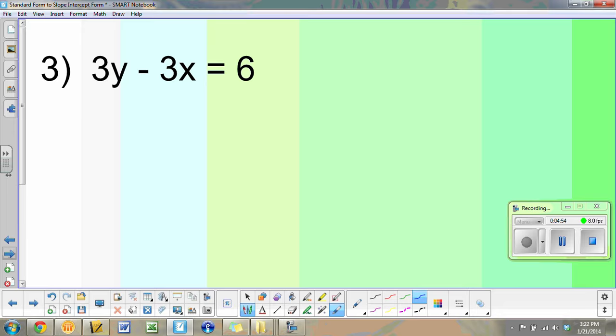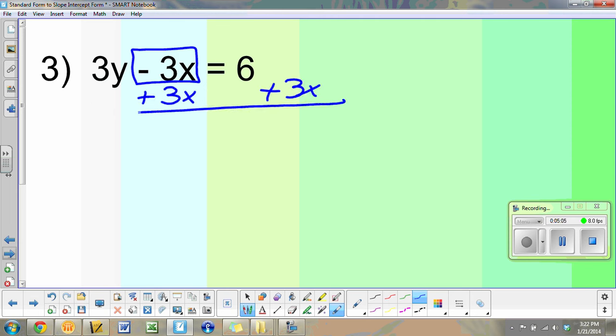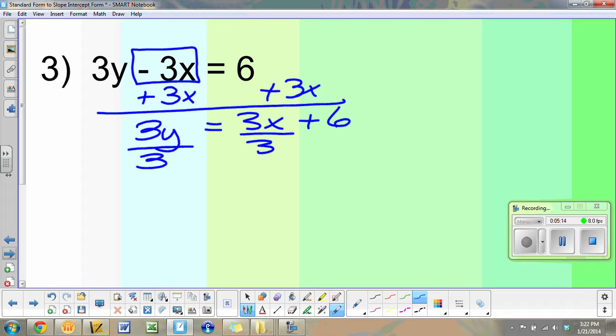All right, so I'm going to have to get rid of this negative 3x because it's over here with my y. It's already negative, so I'm going to add it because I want to do the opposite. 3y then equals 3x plus 6. Now I have a 3 over here with my y, so I want to divide, and I'm going to go ahead and do that over here as well.